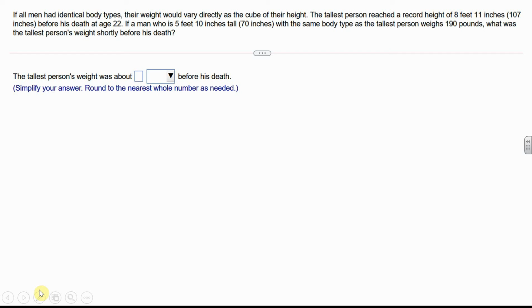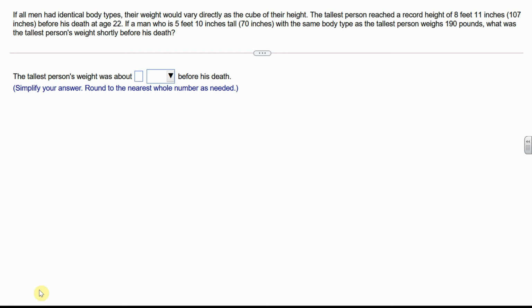Okay, so we read it. That's good. You read the whole thing so that we get a feel for what's going on. But when you dissect it, you go back to the first sentence, and then you translate it. First sentence: if all men had identical body types, they're just saying that they're comparing apples to apples. Their weight would vary directly as the cube of their height.